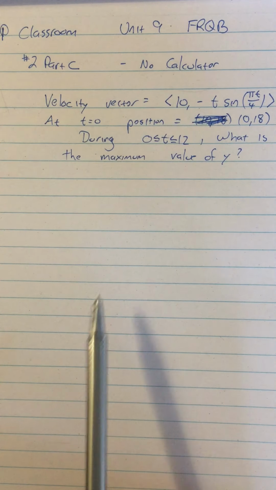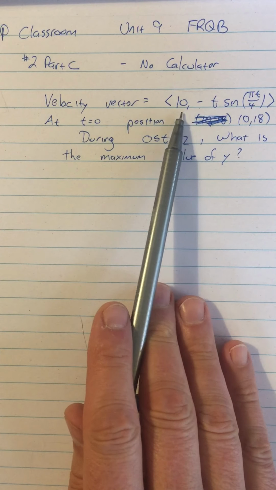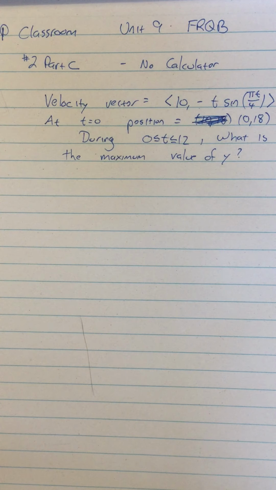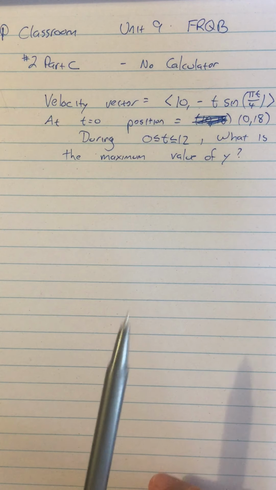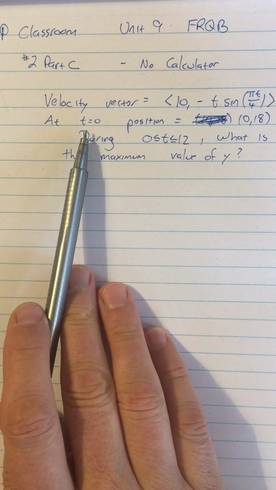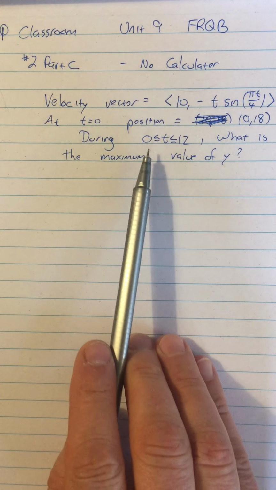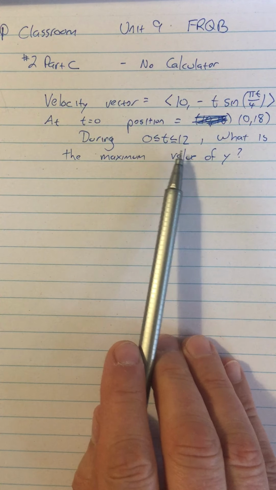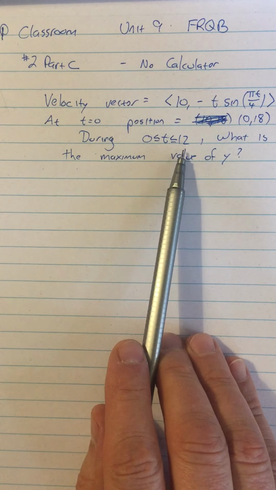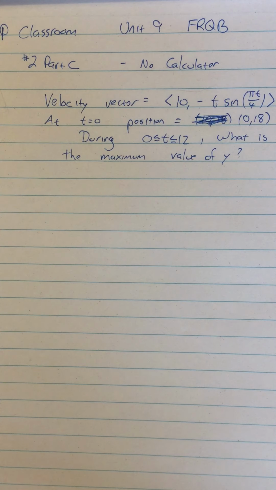So you're given a velocity vector, 10 negative t sine pi t over 4. That's for some roller coaster or something. And they give you an initial position at time t equals 0. The position is 0, 18. And then they ask us, during the interval 0 to 12, including the endpoints as a closed interval, what is the maximum value of y?